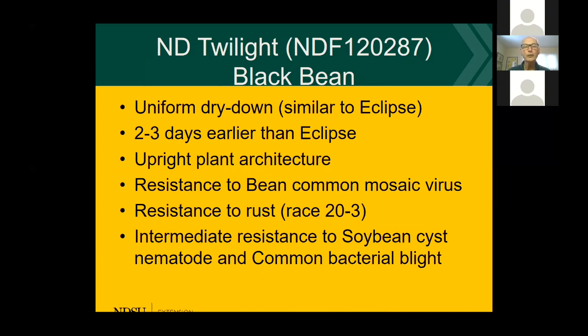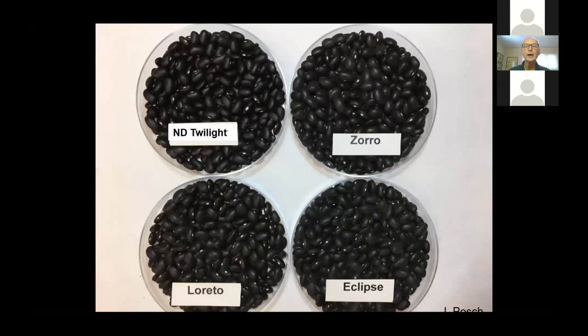It is quite similar in dry down to Eclipse. It is a little earlier, 2 to 3 days earlier. It has an upright plant architecture that is important for our harvesting of the crop. In this slide, we have a couple of examples of how beans look, comparing the new Twilight with the Zorro, the Loreto, and the Eclipse, a very nice looking bean.